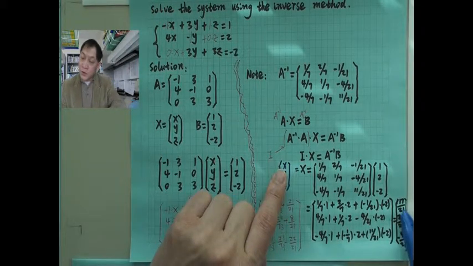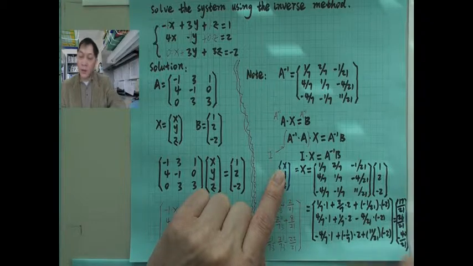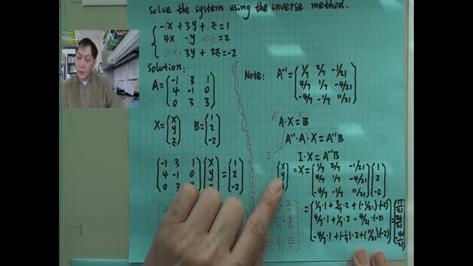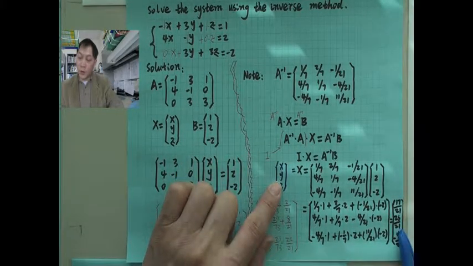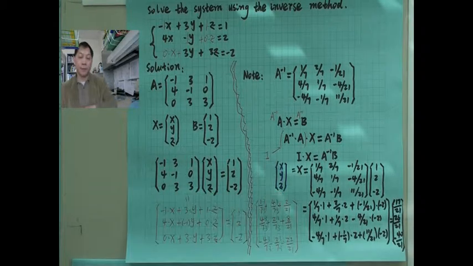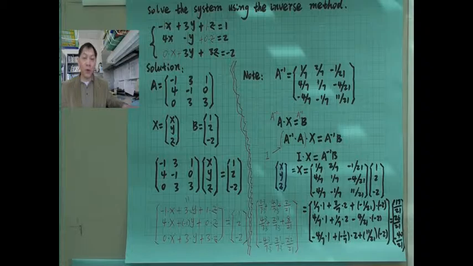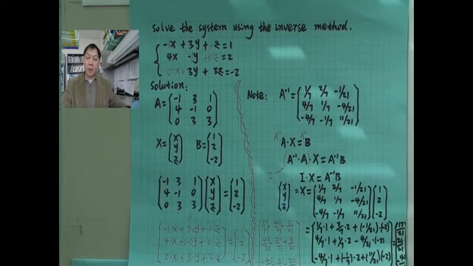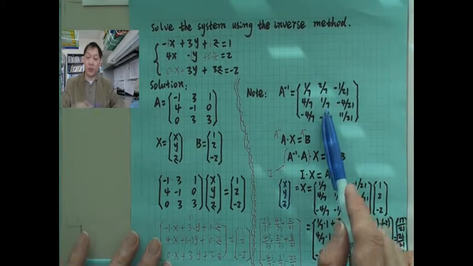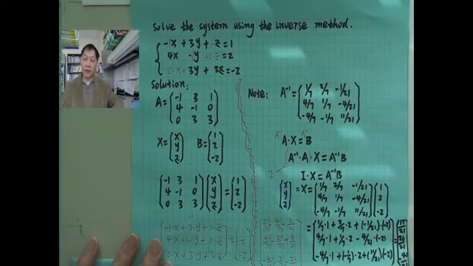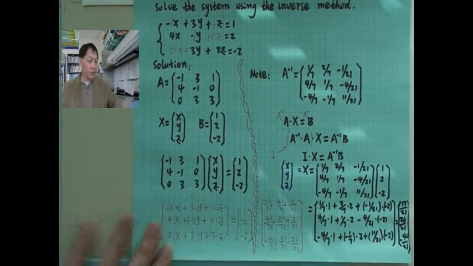That means x equals 17 over 21, y equals 26 over 21, and z equals negative 40 over 21. That's the way to solve the linear equation by using the inverse method. The time-consuming part is finding the inverse. All right, please review this lecture, and good luck with your assignment. I'll see you next time.